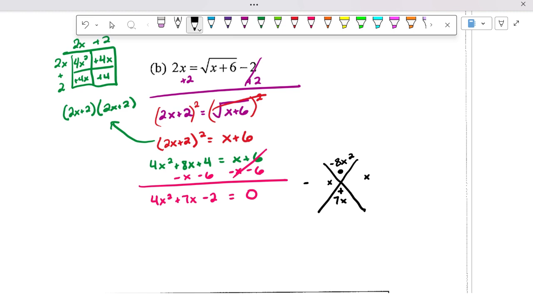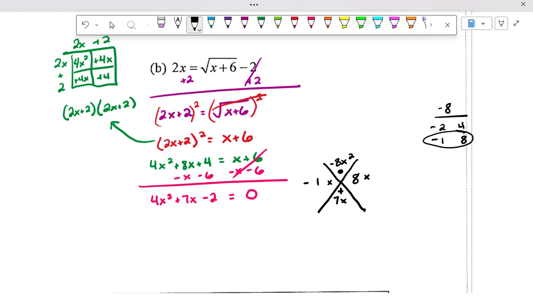Multiply to negative 8x squared. All right, so let's list factors of 8. What are the factors of 8? 2, 4, 1, and 8. Now we're adding to a positive number, so which one has to be negative? The smaller one, right? So which one adds to 7? 1 and 8.